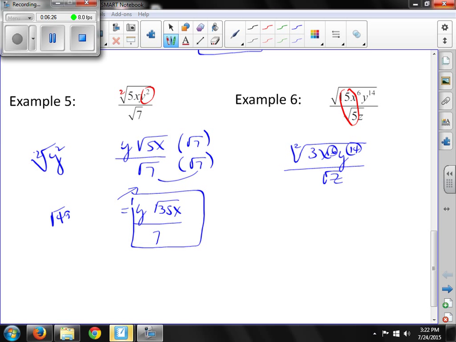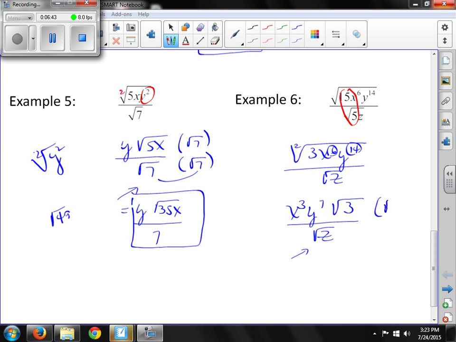2 goes into 6 3 times, so I'm going to bring out an x cubed. 2 goes into 14 7 times, so I'm going to bring out a y to the 7th. The square root of 3 will be left inside, and the square root of z is still in the denominator. So now I've got to rationalize the denominator.